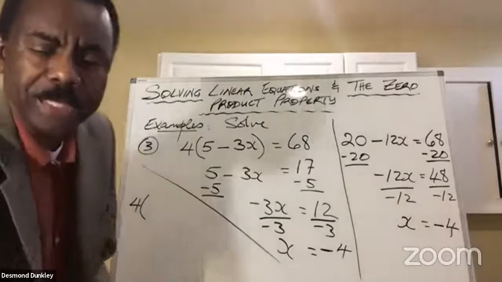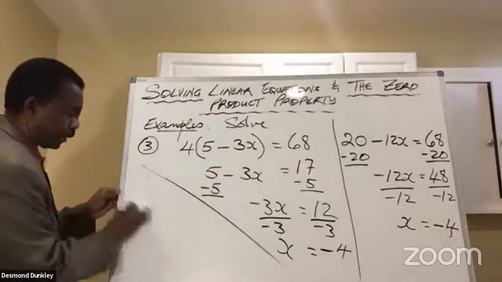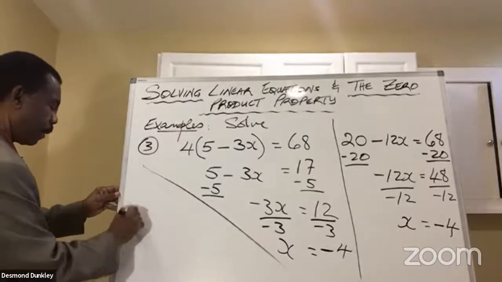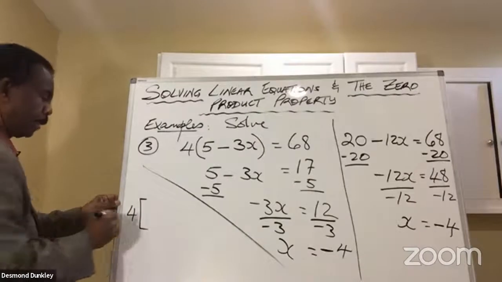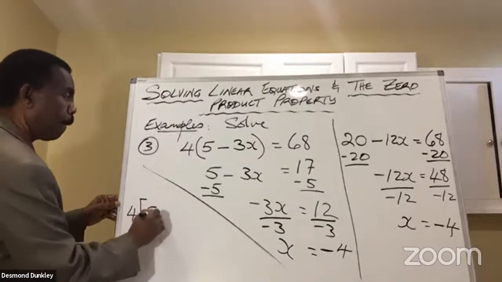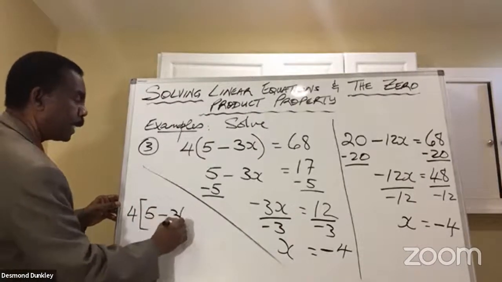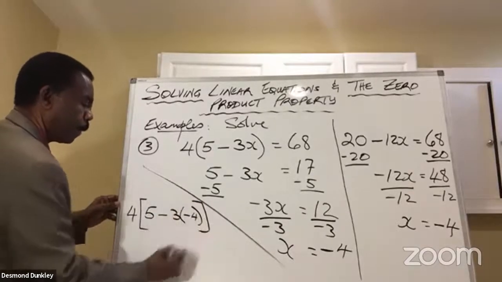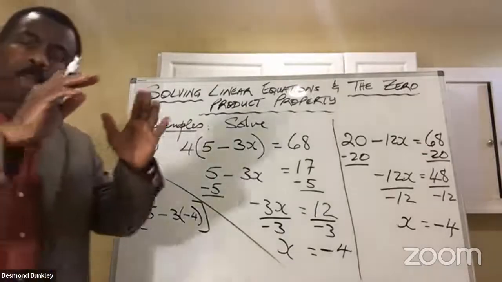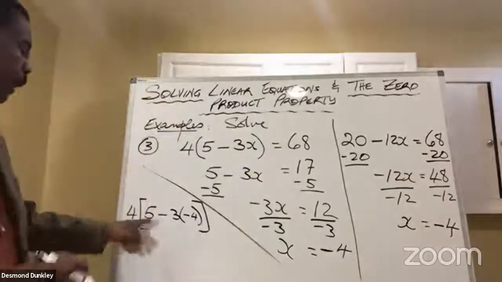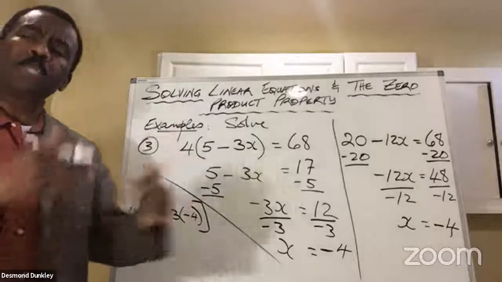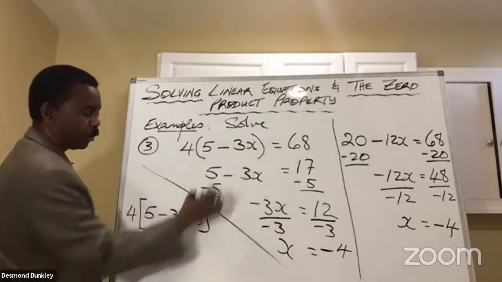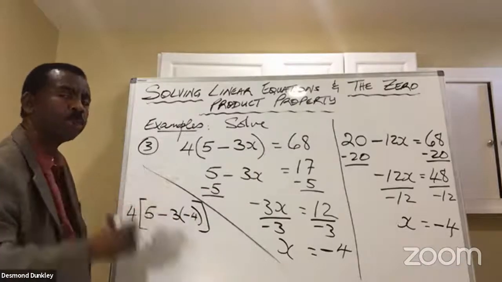So it's 4 times... We're going to need another set of parentheses. So let's go with the hierarchy. So it's 4. Let's use a square bracket. 5 minus 3 times x, which is -4. Remember I said if you're using parentheses inside of parentheses, then use 2 different types to differentiate. Okay? If x is a -4, it's good to put it in parentheses so that you don't make a mistake.